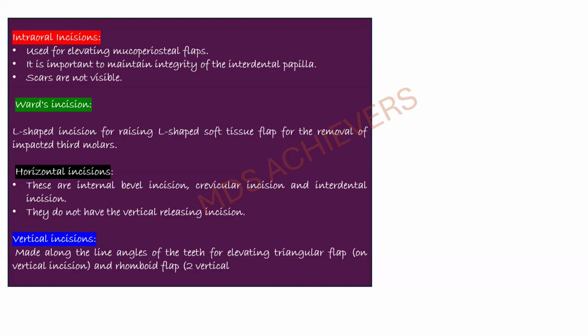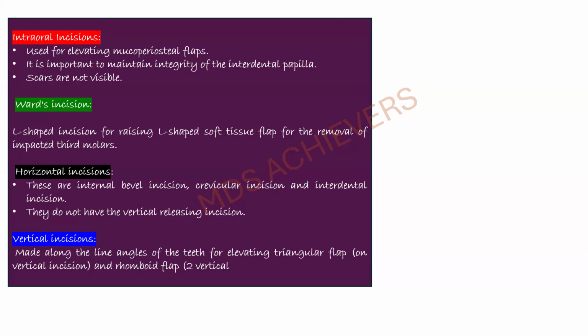Coming to the Wards incision, this is an L-shaped incision for raising the L-shaped soft tissue flap for the removal of impacted third molars. Horizontal incisions: these are the internal bevel incision, the crevicular incision, and the interdental incision, and they do not have the vertical releasing incision.